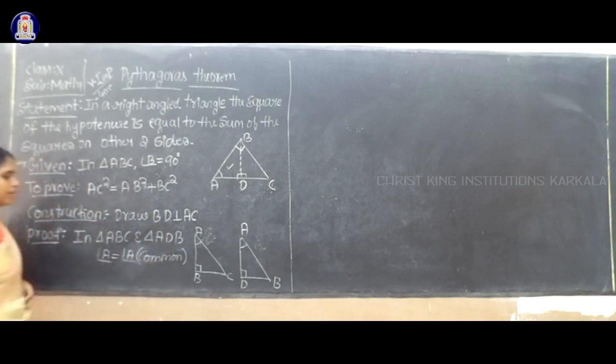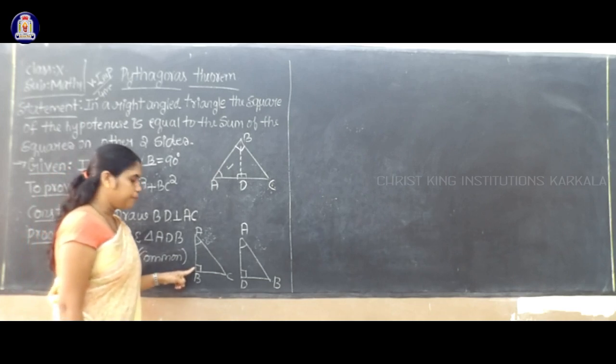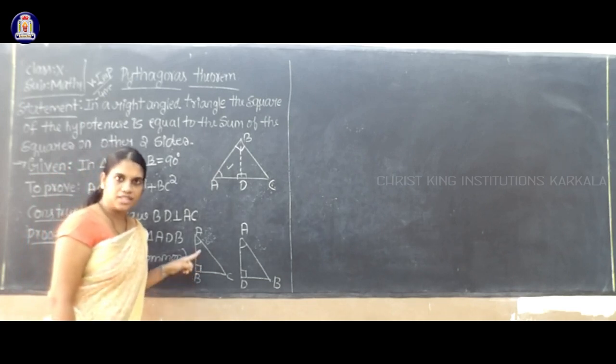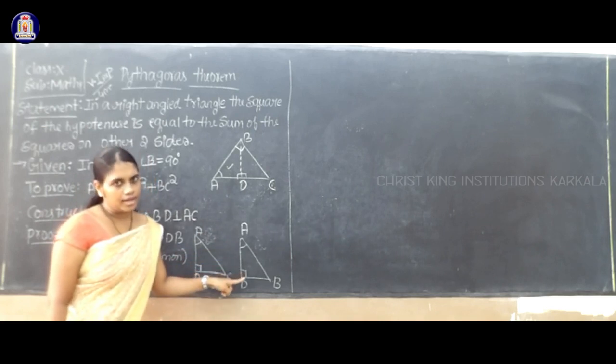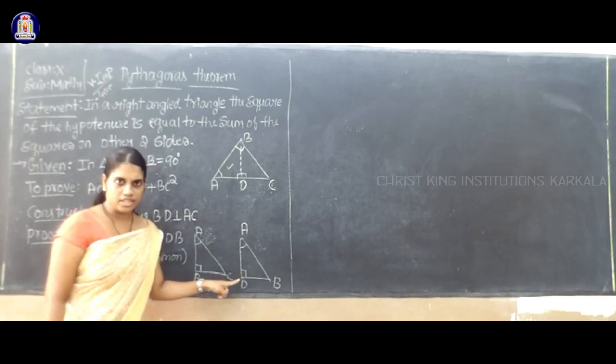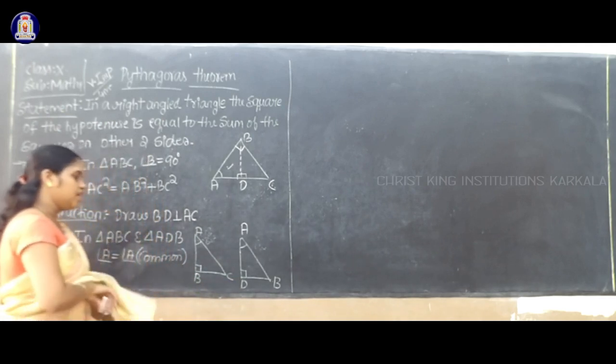What about another equality? What is the angle at point B here? The angle at point B is 90 degree. What is the angle at point D? The angle at point D is also equal to 90 degree. But can I say here?